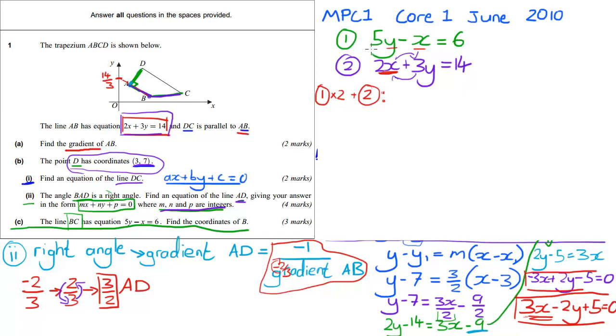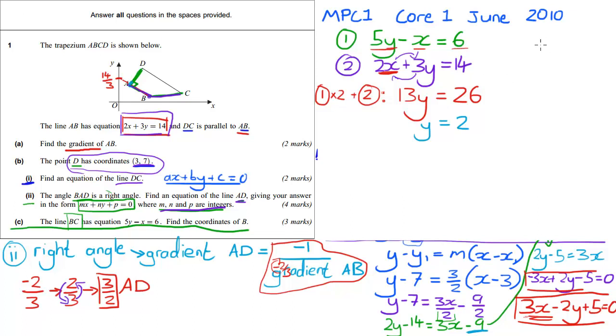Well, here we are. So 5y times 2 is going to be 10y plus 3y, so we're going to have 13y, and then minus 2x plus 2x, so 0 there, they cancel out, and then 6 times 2 is 12 plus 14. 12 plus 14 is going to be 26. 26 there, and then if we divide by 13 on both sides, we're going to get y is equal to 2.